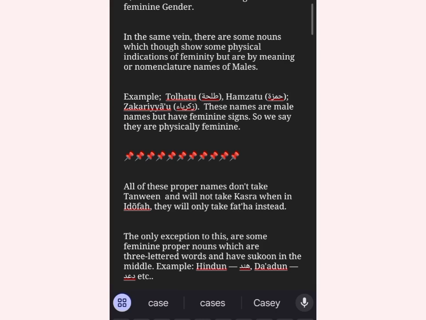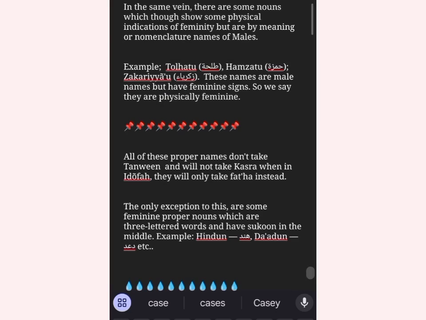So we give power to the semantics over the syntax. We give power to the meaning and the implication over the syntax or the structure. So they look feminine truly, but we don't say they are feminine for that reason. We say they are masculine. So you treat them as masculine throughout. Even when you are using your adjective, when you are using your verb, use all masculine verbs and masculine adjectives throughout, because by meaning they are masculine.